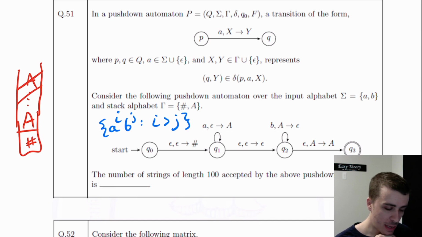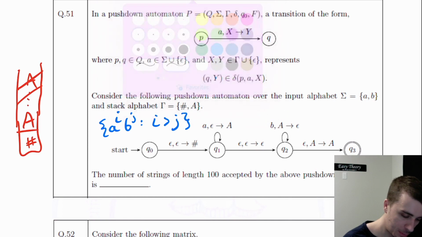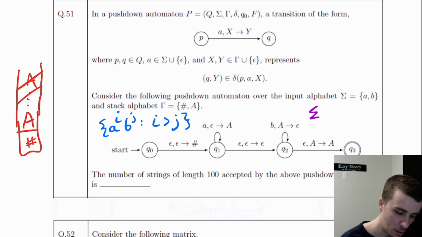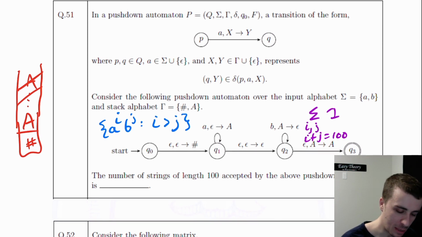So, okay, it's length 100. Then what we need to figure out is the sum over i and j such that i plus j is equal to 100 of 1. We're just adding up all the possibilities for i and j. Actually, do they need to be at least 1?